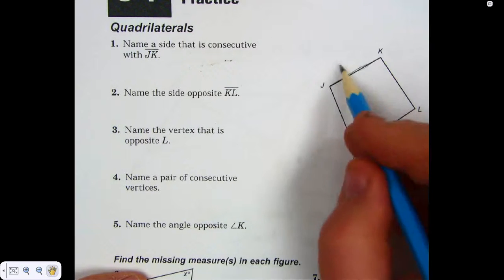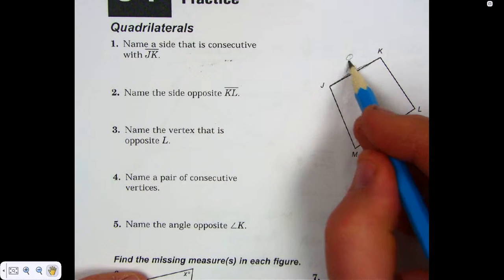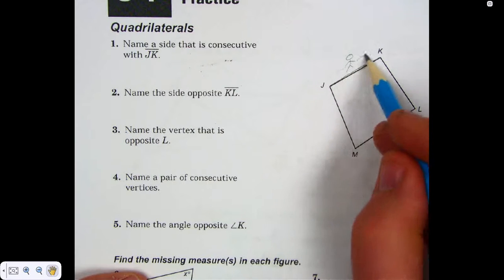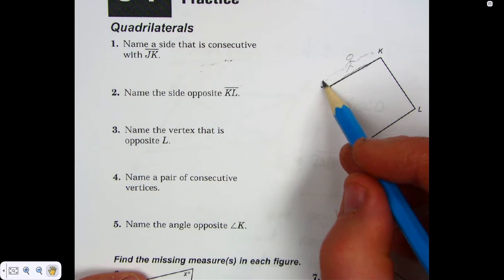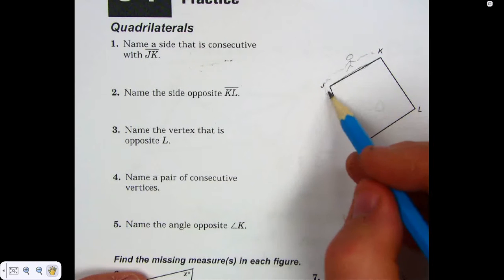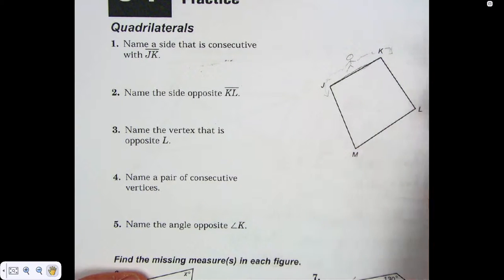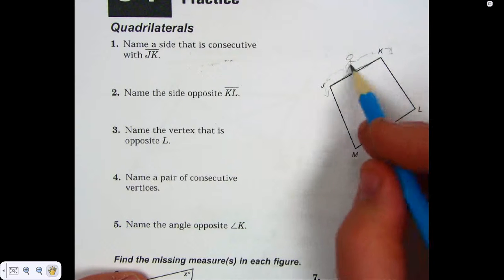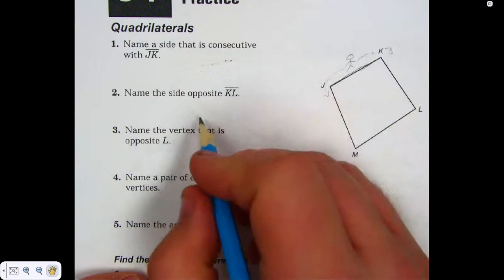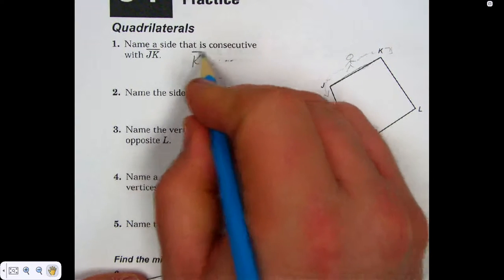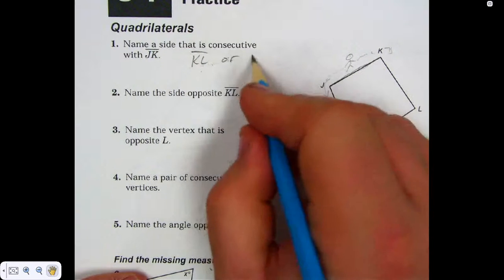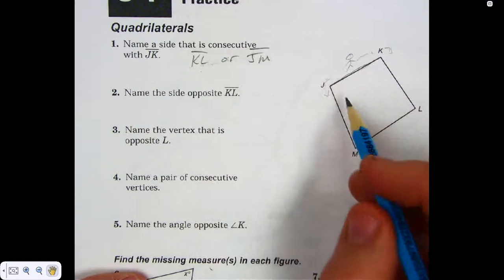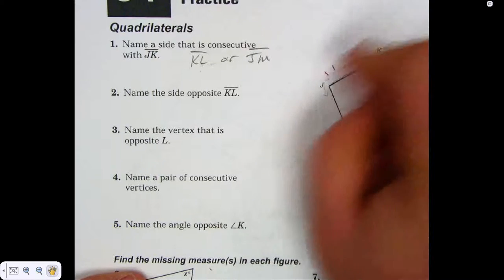Consecutive means, in essence, as you, I know you guys love my stick figures, if I was walking along this, a consecutive side would be one that I would get to without having to walk inside of the next one. Consecutive, you can think of the next one. What's the next side going this direction? Or if we walk the other direction, what's the next consecutive side? So that's what consecutive means, the next one.